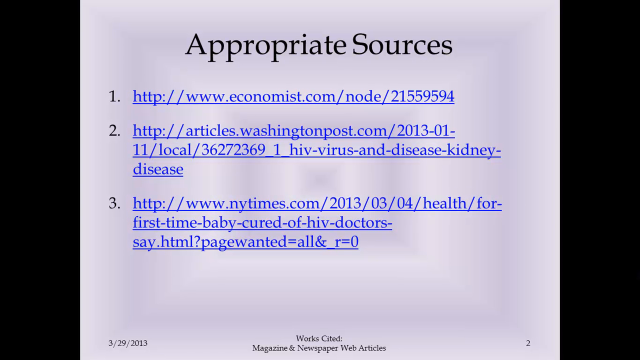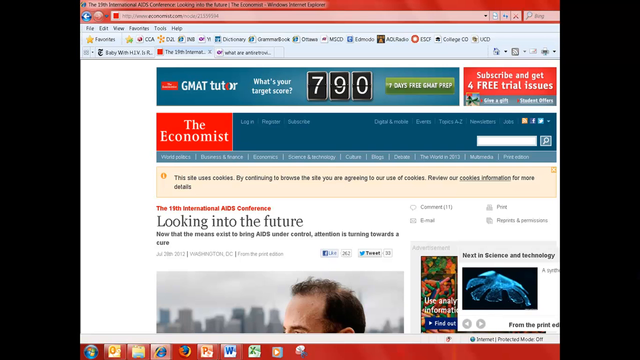Here are our appropriate sources that we used from our last video on MLA in-text citation. We'll start with economist.com. If you look at the very top of the screen, you'll see the URL or the web address. Since we're using the internet, the publication medium that we're going to refer to in our Works Cited will be web. If you look a little further down to the red box that reads The Economist, that is our magazine website name. Below that, you'll see Looking into the Future.